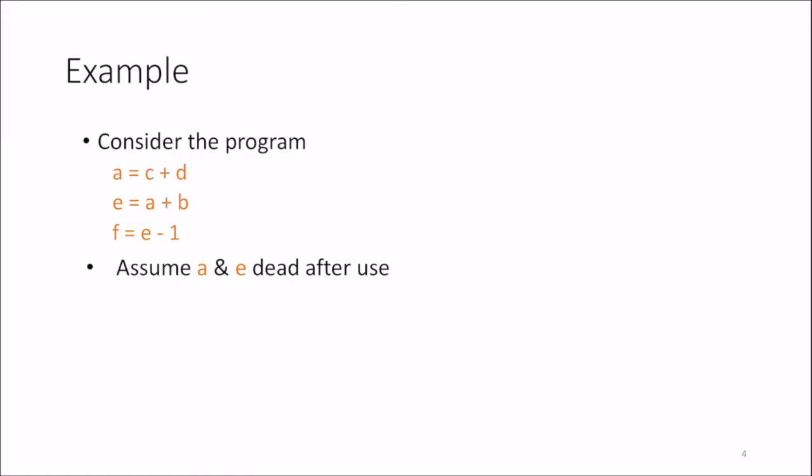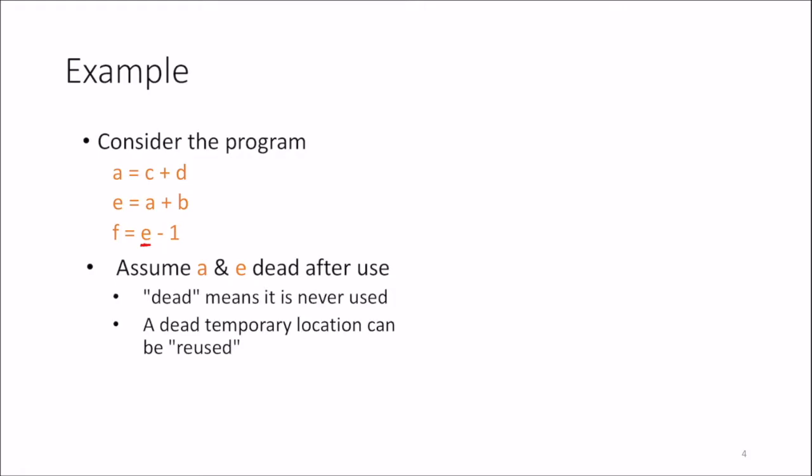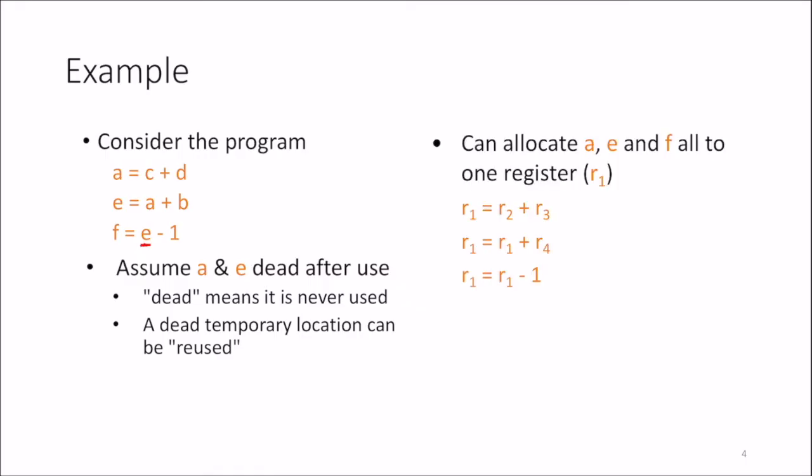So for some reason we are assigning something to a, but we're never using it. We assign something to e, but then we use it right away in this statement. If this assumption is true, that a and e are never going to be used, reuse these dead temporary locations. Dead means it's never used. And if it's never used, we can take that location for a and e and reuse it when we are doing register allocation. So we can allocate A, E, and F. All of them can be assigned to one register R1.